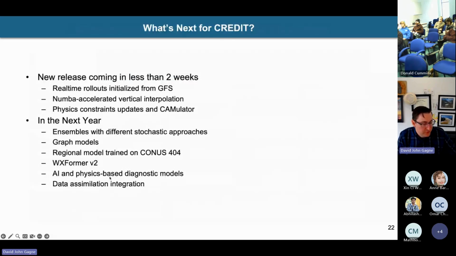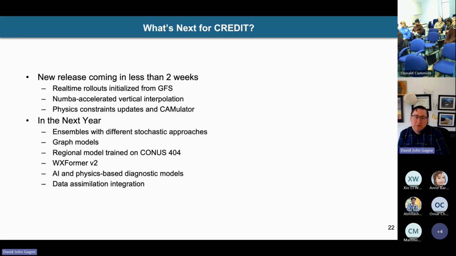So what's next for the system? We are working on a new release coming out in less than 2 weeks. It'll have real-time rollouts initialized from GFS. We've gotten that working. We also have Numba-accelerated vertical interpolation. So if you want to calculate data on pressure levels, or go between them, or on uniform height levels, if you're interested in, say, renewable energy applications, that kind of stuff is important.